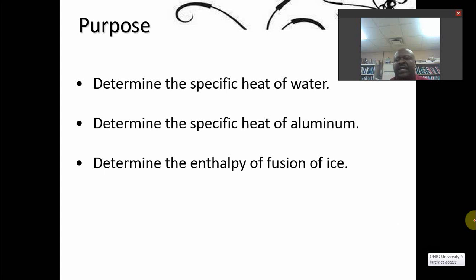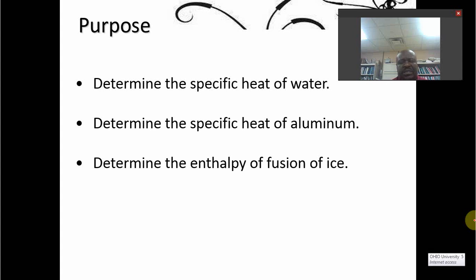So we'll determine the specific heat capacity of water. You probably have heard of 4.18 joules per gram per degree centigrade. That's the specific heat capacity of water, and it happens to be a high number. You don't know it's high until you've compared it to other things. So for example, if you look at aluminum, it is 0.9 joules per gram per degree centigrade. So water is so much higher.